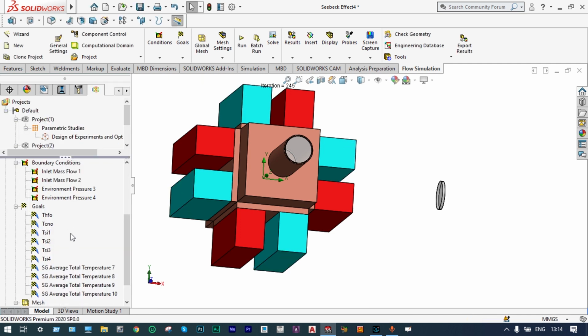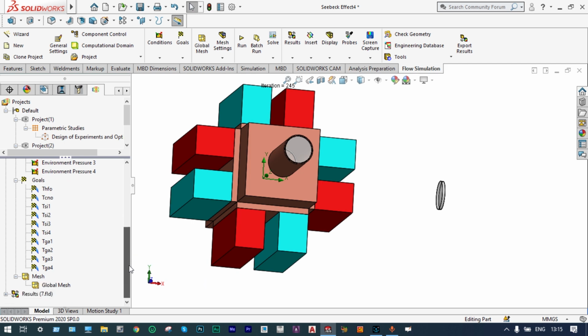Green check, and we can rename like previous case. It will be temperature at gallium surface 1, TGA1. Second one will be temperature at gallium surface 2, that means TGA2. Third one will be temperature at gallium surface 3, that is TGA3, and the last one will be temperature at gallium surface 4, that is TGA4. All the goals defined. Next one, we have to find that temperature difference in between silicon and gallium arsenide.